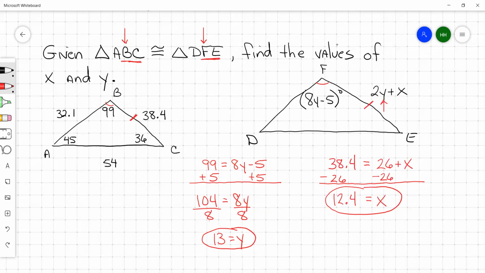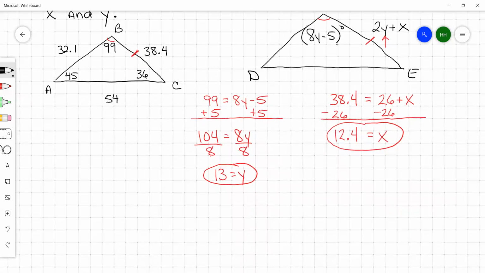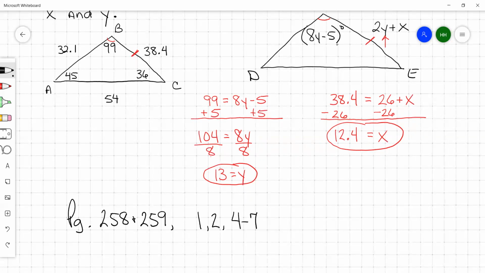Anybody have any questions on either of those concepts or how to do either of those types of problems? All right, then your practice for today. Page 258 and 259. Going to do 1 and 2, 4 through 7, then 13 through 16.